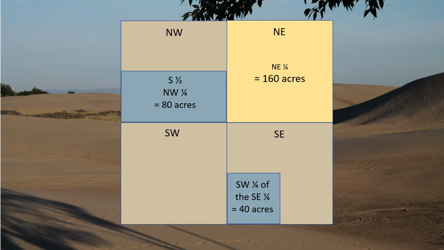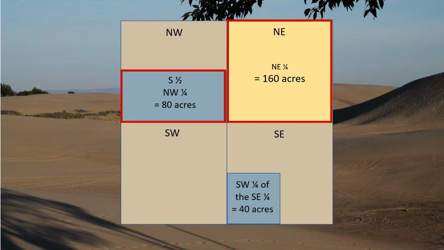Here are 3 examples. The whole section is known as the northeast quarter, and it's equal to 160 acres. Second example is the south half of the northwest quarter, and it's equal to 80 acres. The third example is the southwest quarter of the southeast quarter, and it's equal to 40 acres.